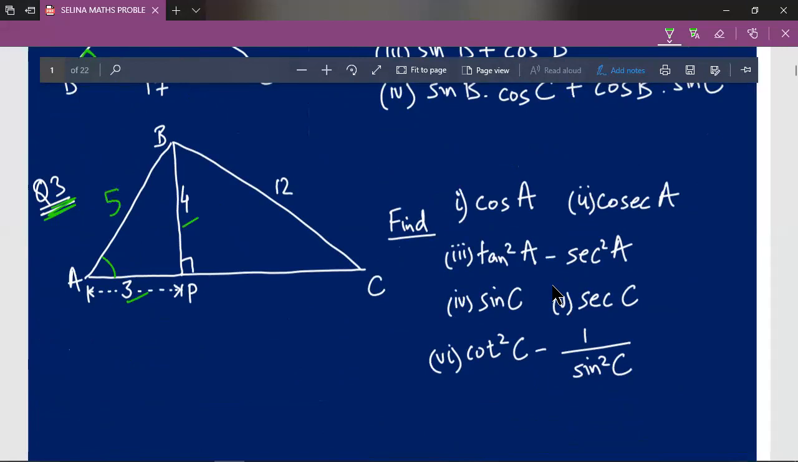So cos A basically means 3 upon 5, base upon hypotenuse. So our cos A will be 3 upon 5. This is the first question. The second question states cosecant A.